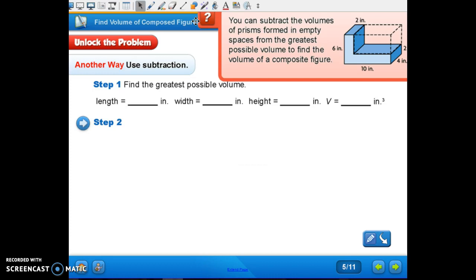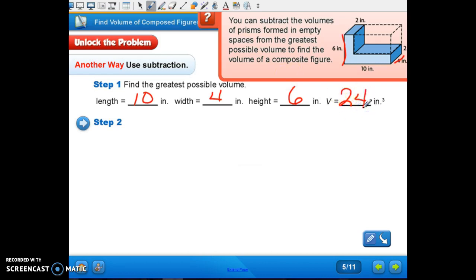Find the greatest possible volume. What is the length of this figure? 10. And what is the width of this figure? 4. And the height we know is 2, right here. Oh, 6. So we have 10, 4, and 6. Well, let's do 10 times 6 because that's 60, and then times 4 is 240.